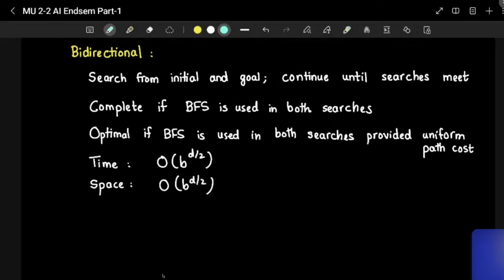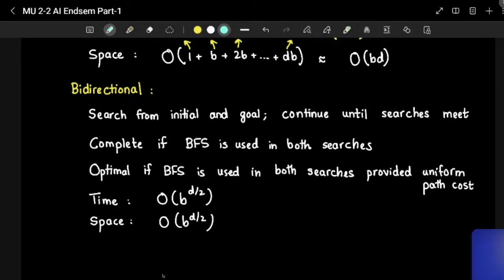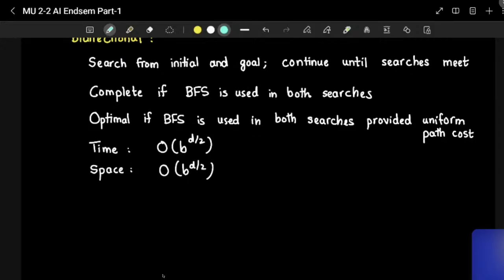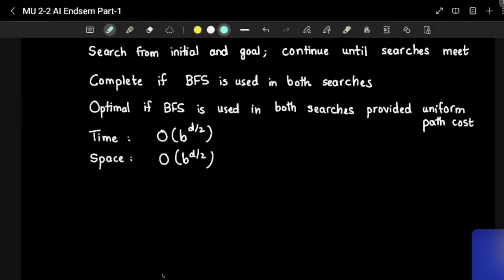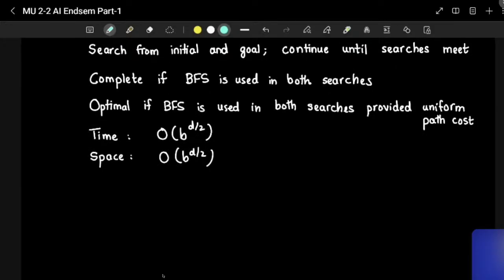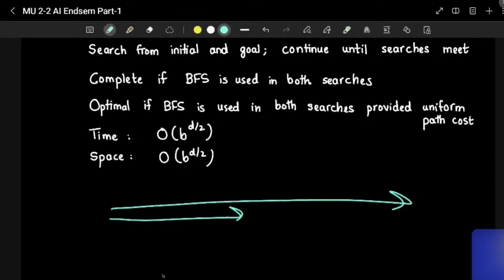So justification I'm not giving, I did not go through them as well. But the time complexity is interesting because you're searching from both the sides, right? Simultaneously. That's why you have d by 2 here. You're not exploring the entire depth. You only explored half of it. The other half also happens simultaneously. So it's d by 2.